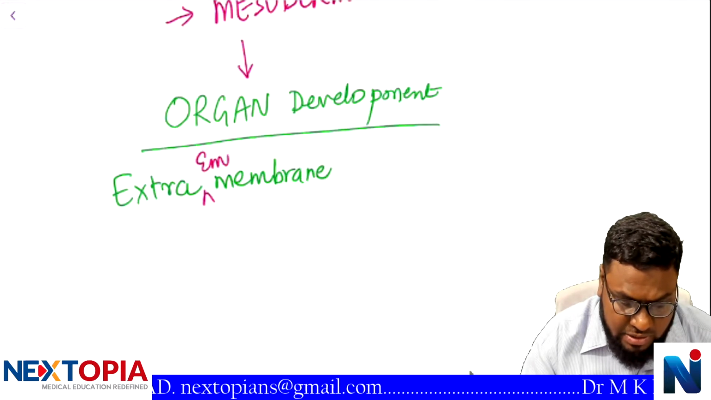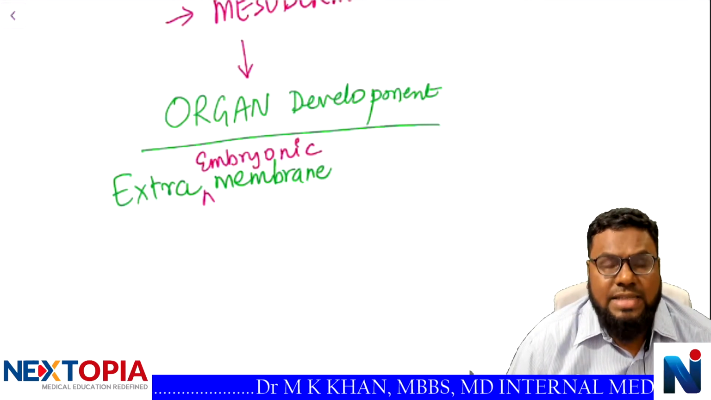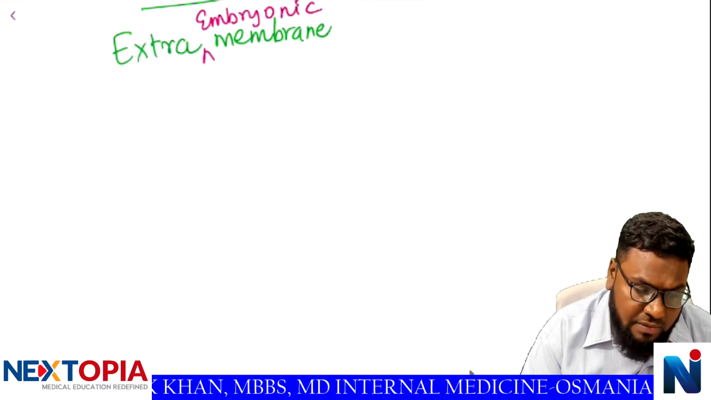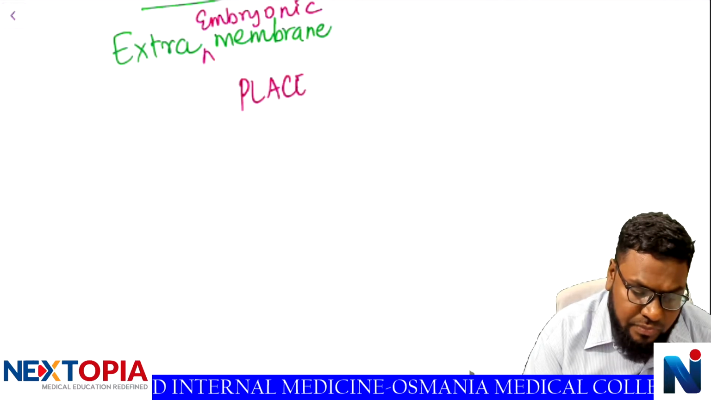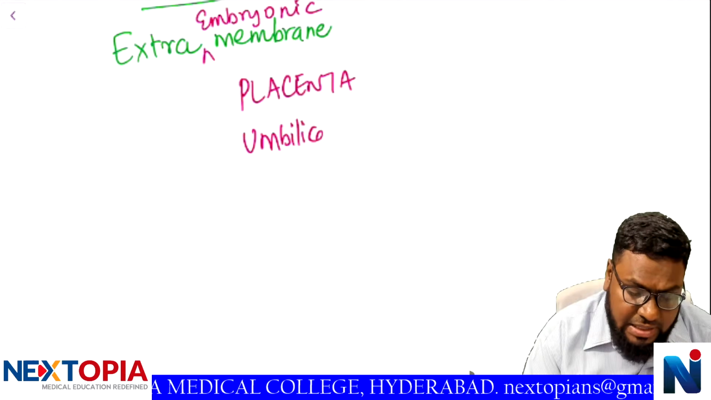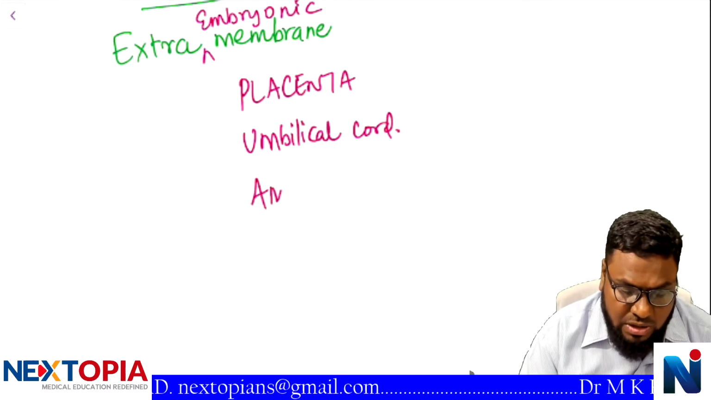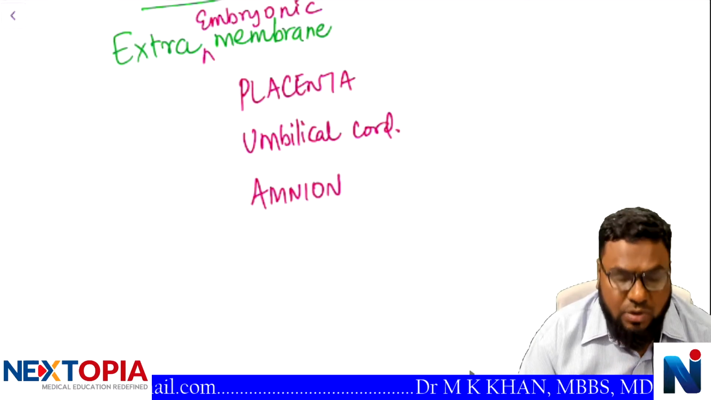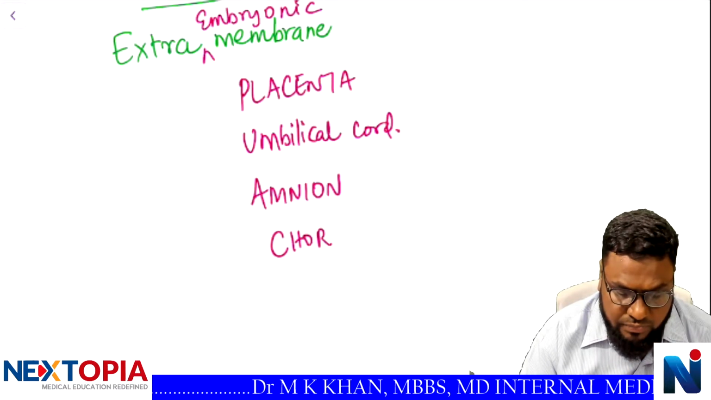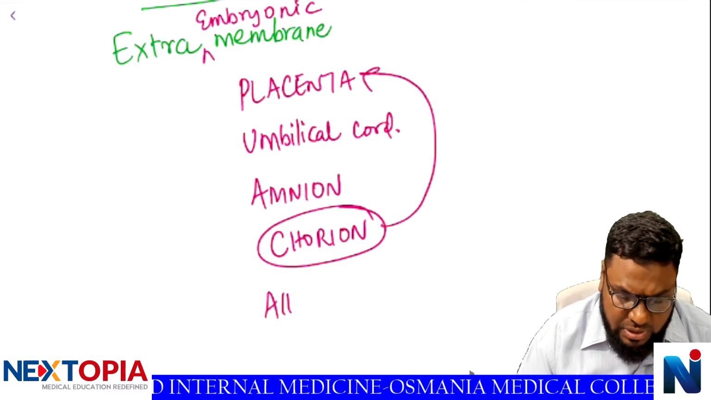Extra embryonic membranes. Now what are the examples of these extra embryonic membranes? We have got the placenta, the umbilical cord. See, each and every structure I'll discuss in detail. The placenta, the umbilical cord, the amnion, the chorion, which is a part of the placenta again, and the allantois.